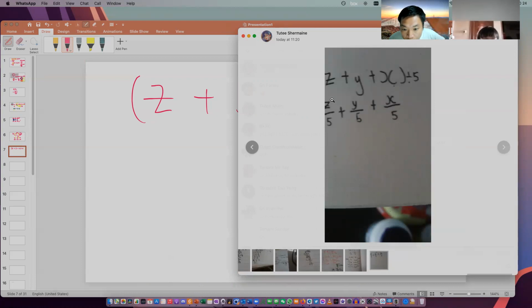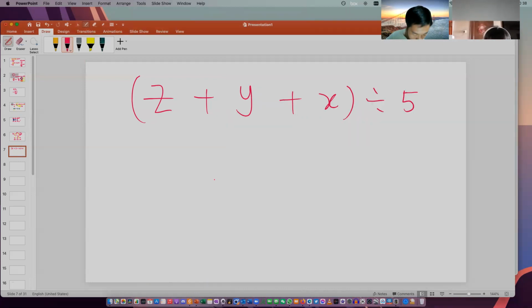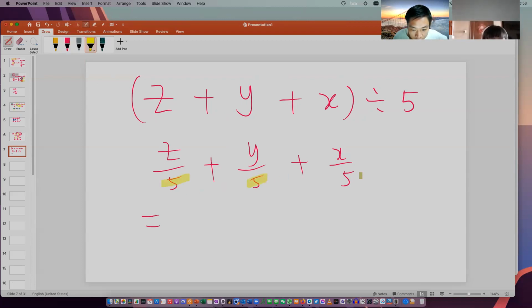Good. Okay, so you have the first z divided by 5 over 5, then y over 5, then x over 5. Okay, so you have z over 5, y over 5, then x over 5. And what do you see? They are separated by plus. Okay, can I ask you a question? Do you see that you have a common denominator? Yeah. So when you have a common denominator, what do you do? You can combine the top one, right?